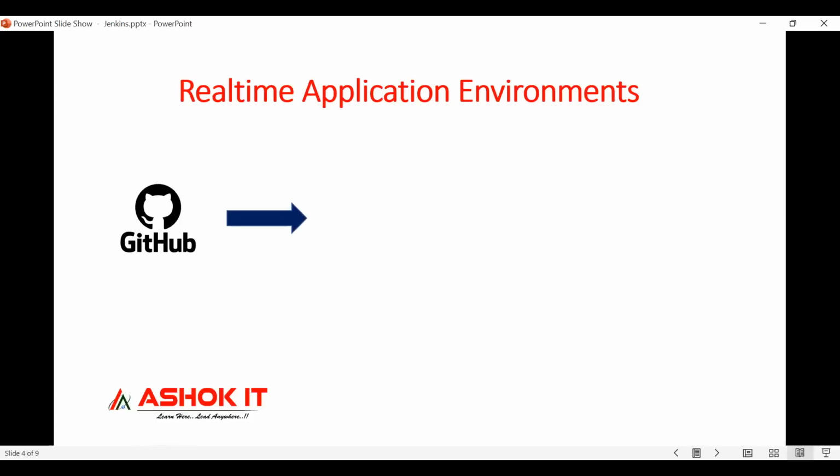See here, code will be available in the GitHub. Our project source code will be available in the GitHub. As we saw in the previous slide, developers will write the code, and the developers' code will be available in the GitHub. GitHub is a repository where the project source code will be maintained. The entire source code of the project, all the developers' code, will be maintained in the GitHub. Once the code is available in the GitHub, we need to deploy that code to the server.